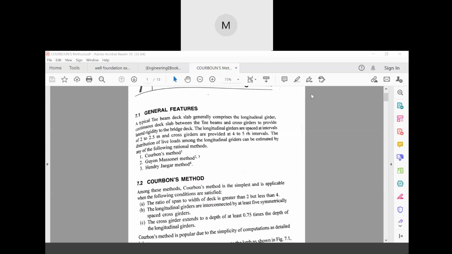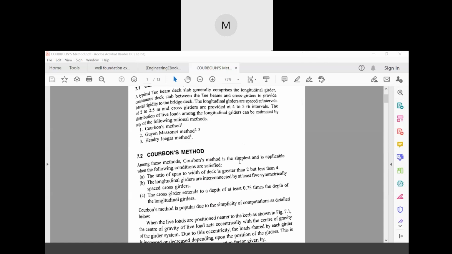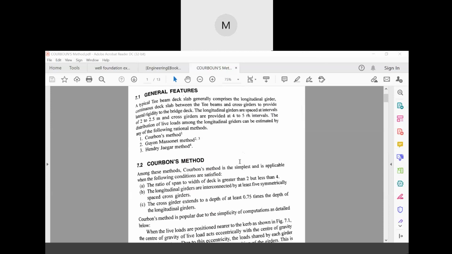So, in T-beam bridge deck, we have three methods. The longitudinal girders are generally spaced at intervals of 2 to 2.5 meters, and cross girders are provided at 4 to 5 meters. This is meters, okay? Printing mistake. The distribution of live loads among the longitudinal girders can be estimated.